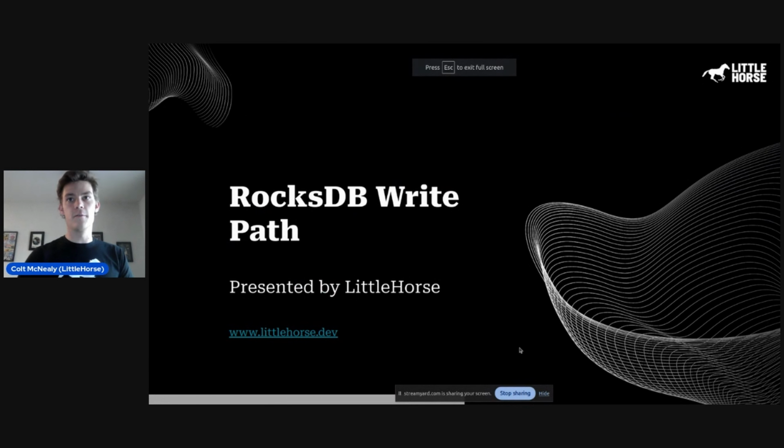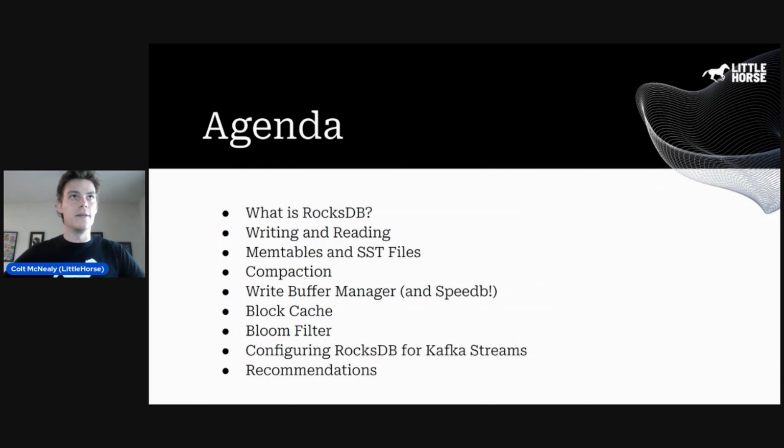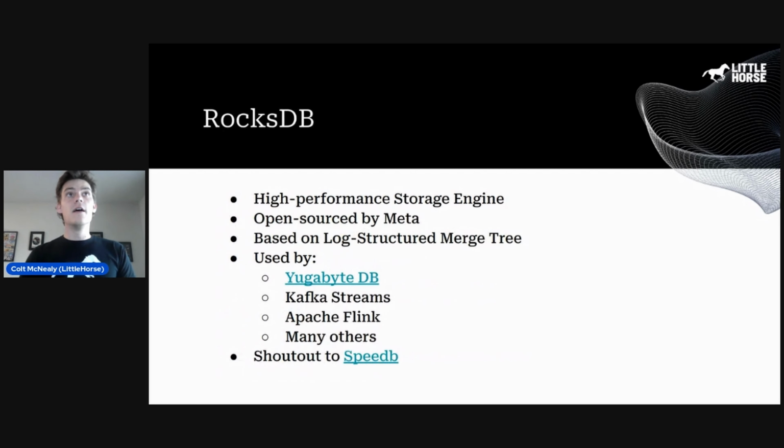RocksDB write path. So this is basically how does RocksDB process writes, but in the process of learning how RocksDB processes writes, we're going to learn a lot about RocksDB. So we're going to start with what is RocksDB, the overall architecture, and then define a bunch of terms, including memtables, SST files, the write buffer manager, with a shout out to SpeedyB, block cache, Bloom filter, and then talk about Kafka Streams configuration specifically, and then overall general recommendations for configuring RocksDB, either in general, or if you care about limiting memory usage and avoiding out of memory errors.